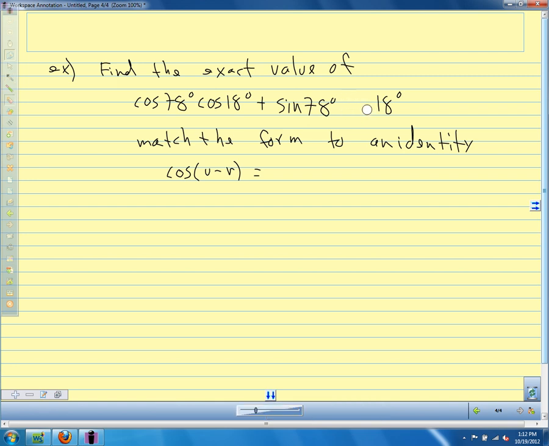This is supposed to be a sine, yes. Thank you. It wouldn't work otherwise, would it? Thank you, son.